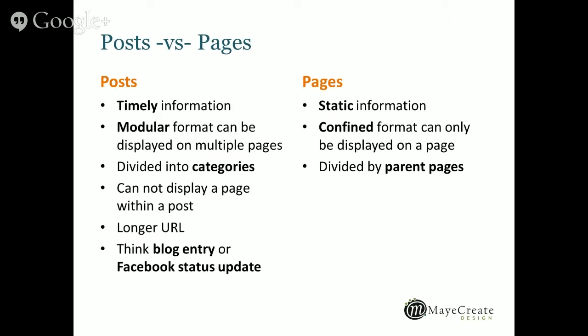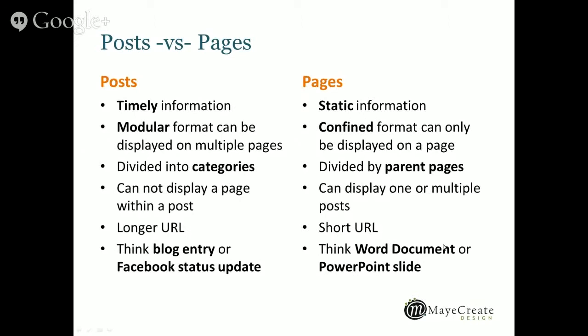And if you're wondering, is this information a page or a post? If it's sort of like a blog entry or a Facebook status update, then it's probably a post. If it's a news article or a project, then it's probably a post. Whereas pages may display some of your posts for you. They have a much shorter URL that does not include a date, or it shouldn't include a date. And then it's more static information, as we said before. So it's your about page or your contact page, things that just aren't going to change very often. It's like a Word document or a PowerPoint slide.